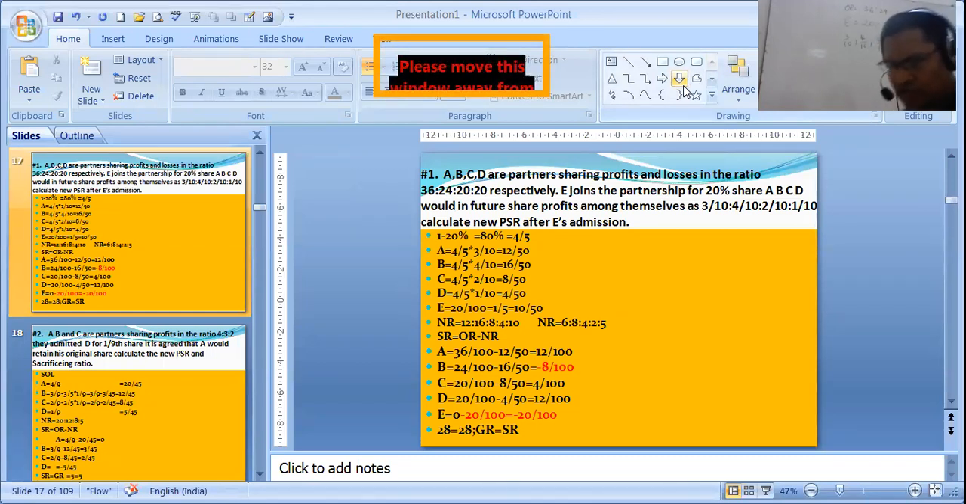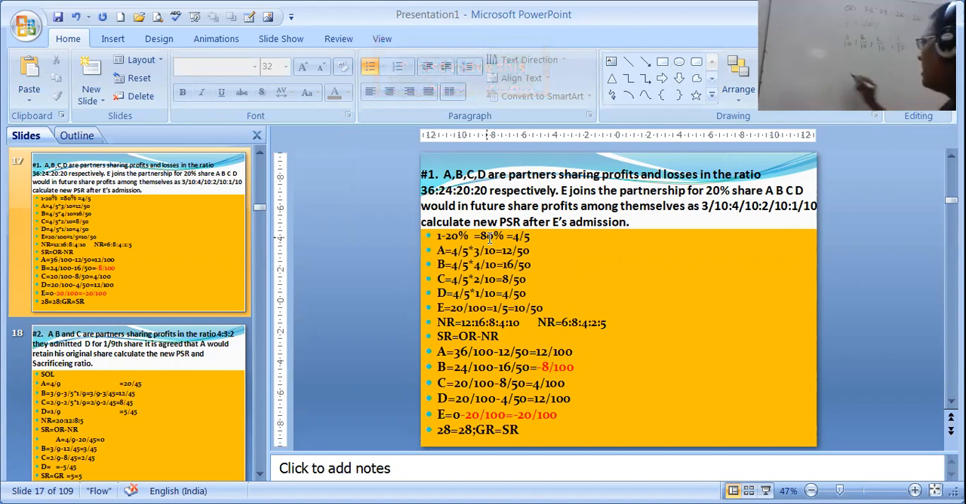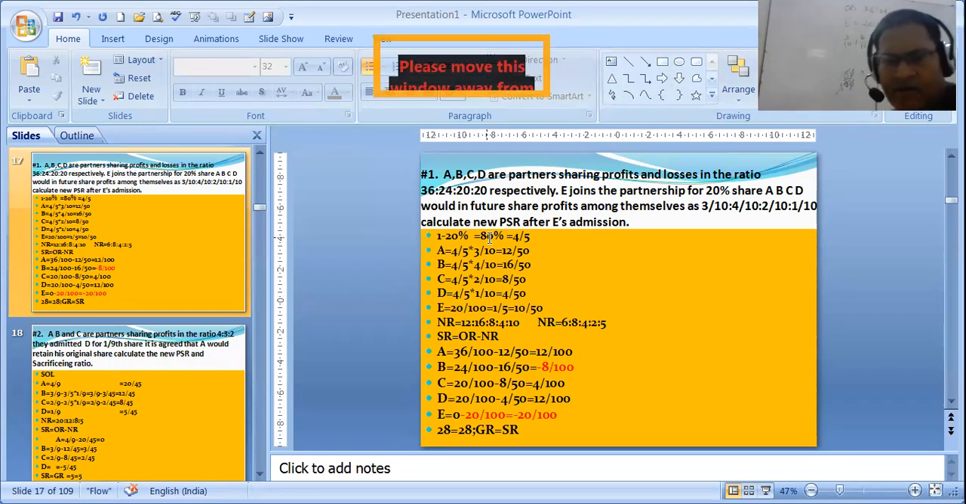See the solution. Total profit, always remember, is 1. Out of that, 20% will be given to the new partner E. So how much profit will be left? 80%. If I turn this 80% into fraction, 80 by 100, which is nothing but 4 by 5. See, 2 4 ja, 2 5 ja, 4 by 5.